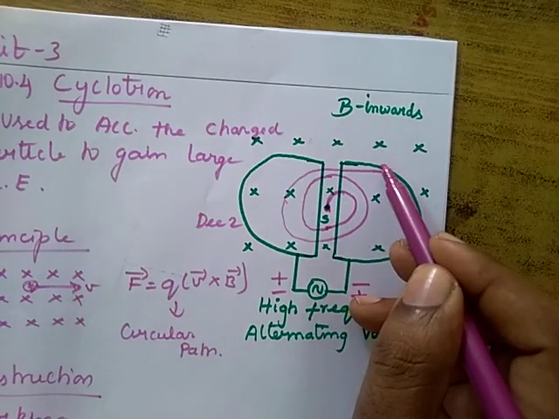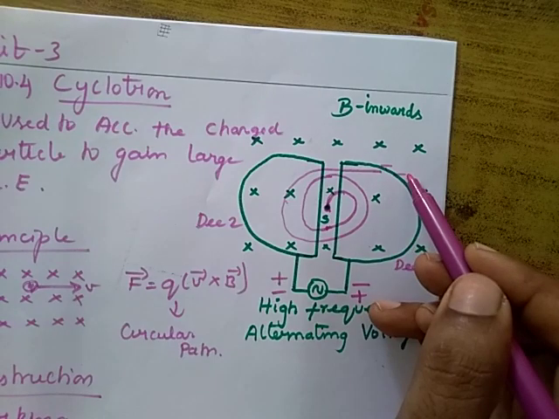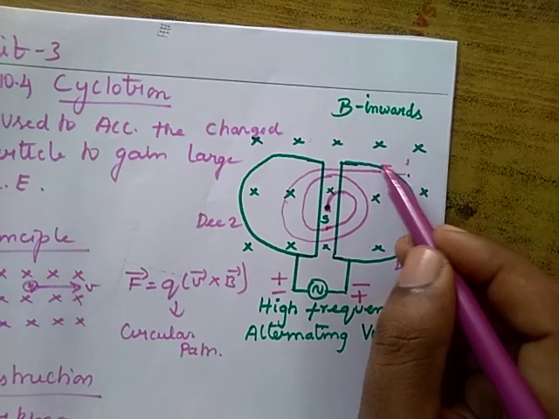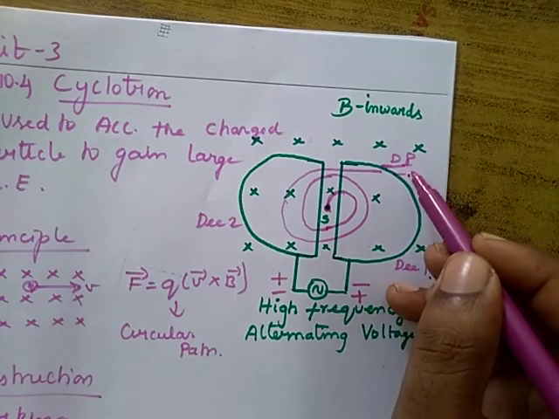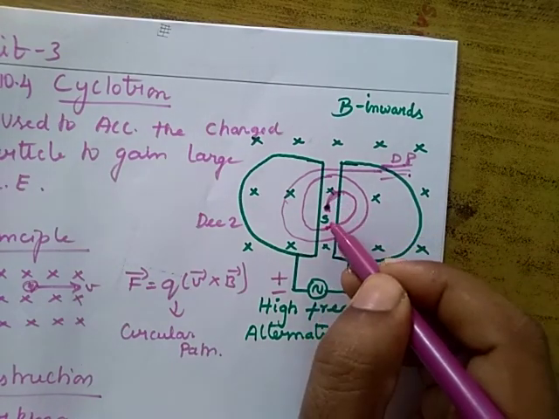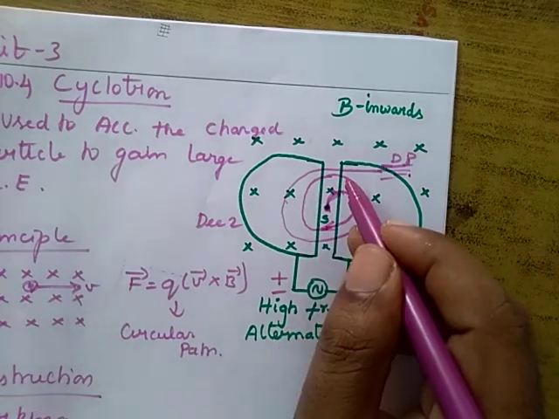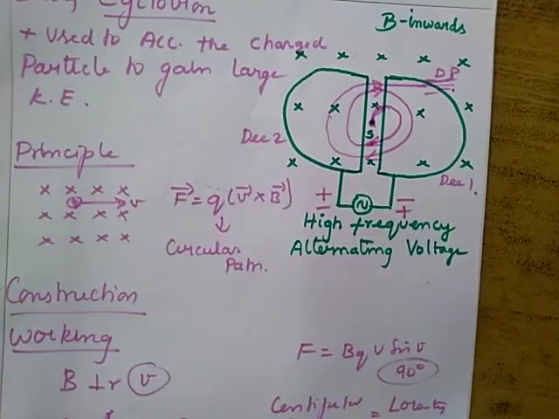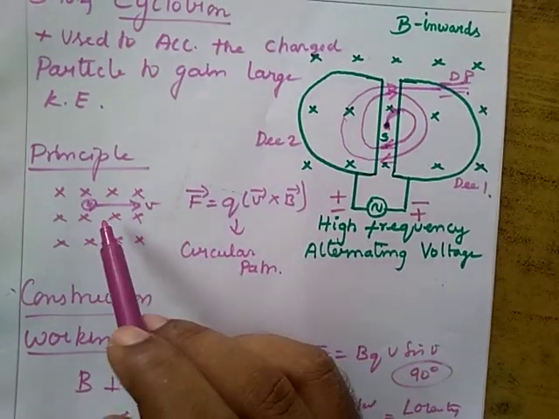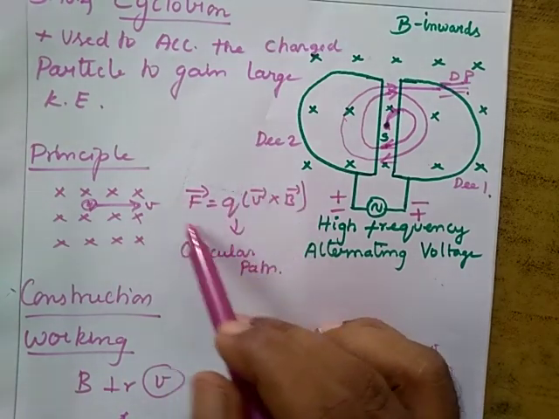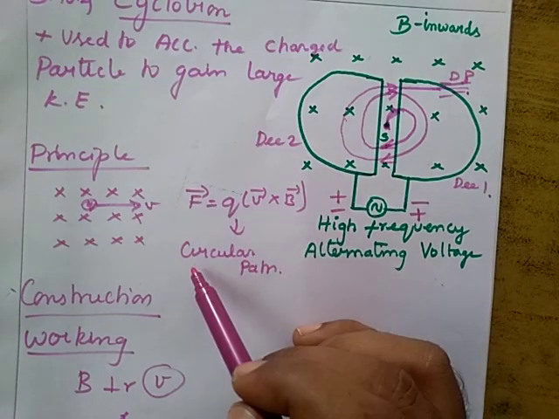At the final moment, it reaches the edge of the D, then it is collected by a deflector plate. Next it is allowed to fall on a target. For this motion the direction will be clockwise, here also clockwise. That's all. Here it works on the principle that a charged particle moving normal to the magnetic field experiences a Lorentz force. Due to that force, it attains a circular path.